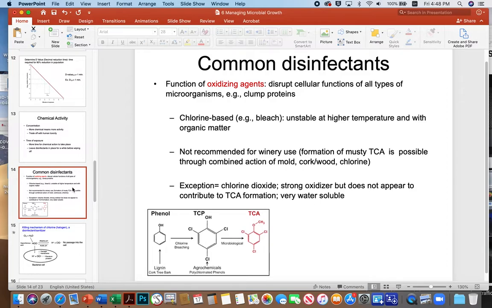So some of the common disinfectants, typically they're oxidizing agents that we use a lot of, things that can damage and cause proteins to clump up. So chlorine-based substances like bleach are usually pretty widely used because they're super cheap, obviously. But one of the downsides is that they're unstable at higher temperatures. So if you want to use a hot water rinse with your bleach, that can obviously cause problems.